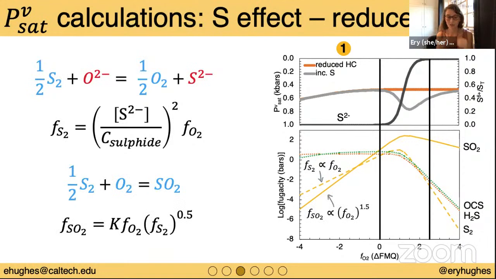To calculate what's happening to SO2, we can look at this homogeneous gas equilibria. So we can produce sulfur dioxide by reacting sulfur with oxygen. And in this case, we get the following equation here. And if we substitute in this relationship that we derived from knowing that all our sulfur is sulfide, we find that the fugacity of sulfur dioxide is proportional to the fugacity of oxygen to the power of 1/2. So both these species are increasing as we increase the oxygen fugacity.